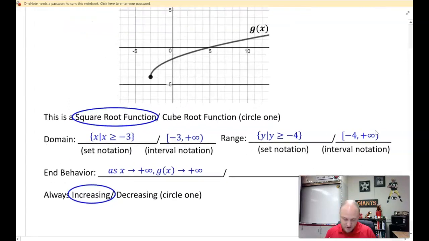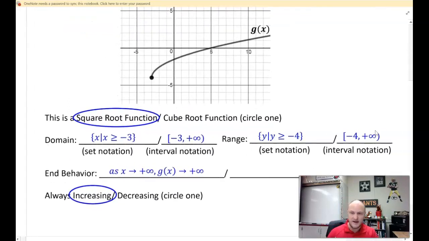This is a square root function, and we have our domain: x is greater than or equal to negative 3, with the interval being negative 3 to positive infinity. Inclusive of negative 3, we include negative 3. Our y values are greater than or equal to negative 4, and that interval would be negative 4 to infinity. The end behavior, we're going to the right, and we're going up, so that's positive, positive. And then obviously this function's increasing.